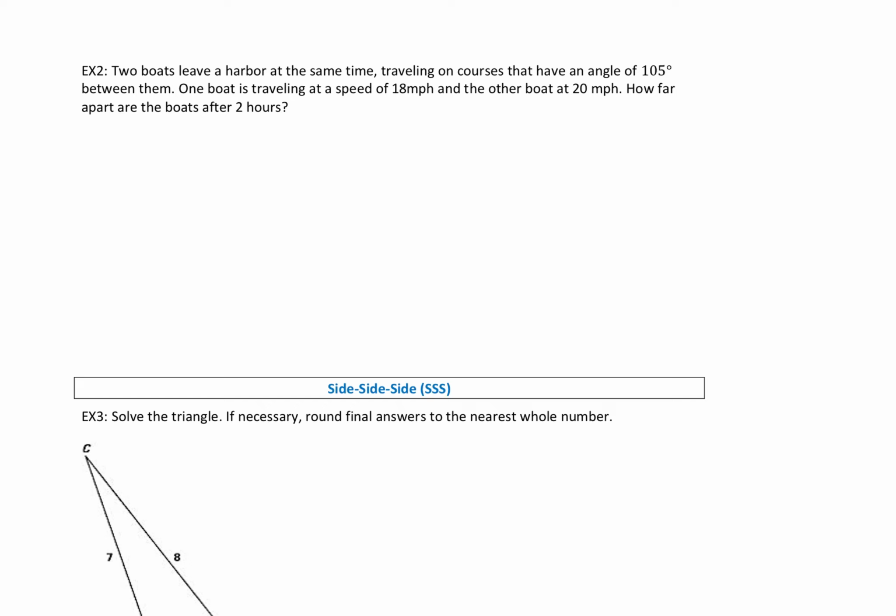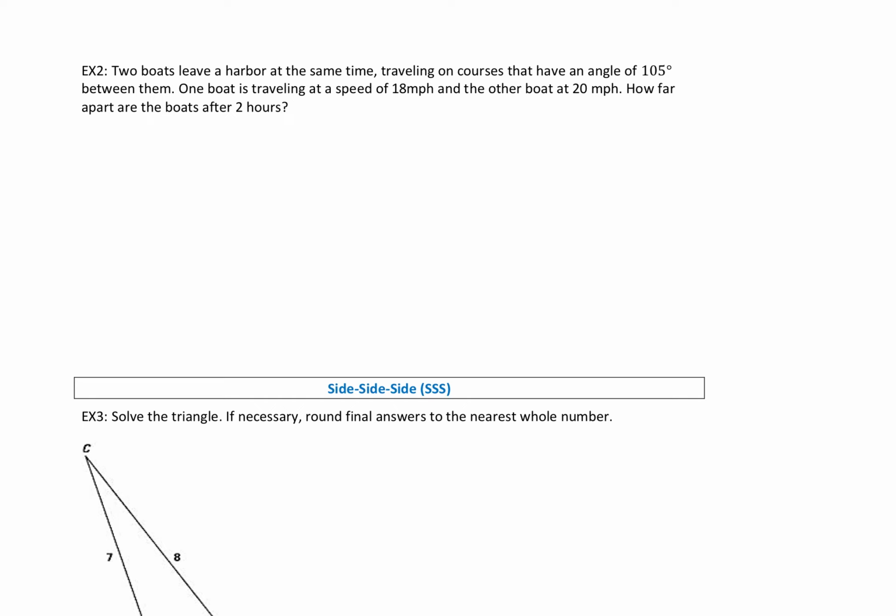We did have a prior example similar to this when we were looking at right triangles, and in that case, the angle between the boats was 90 degrees. But in the real world, chances are when two boats have an angle formed between them, it's typically not going to be 90 degrees. That would actually be very rare. So I know the angle between these two boats is 105 degrees.